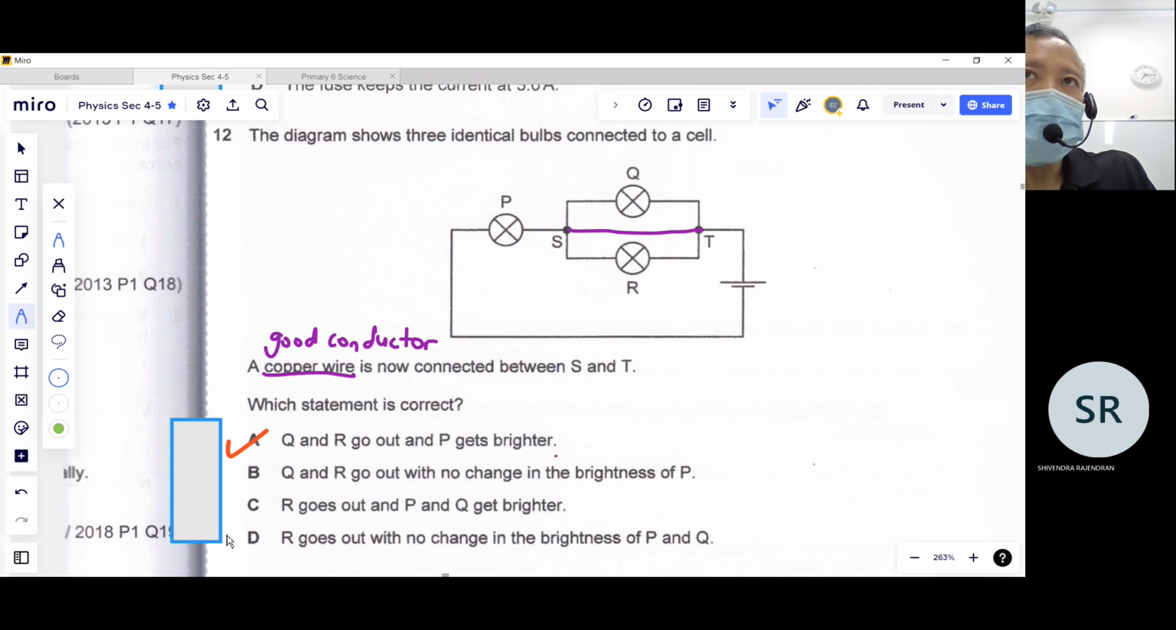The only better conductor is gold, but gold is too expensive to be used too much. So what does that mean? Good conductor means it's as good as zero resistance.